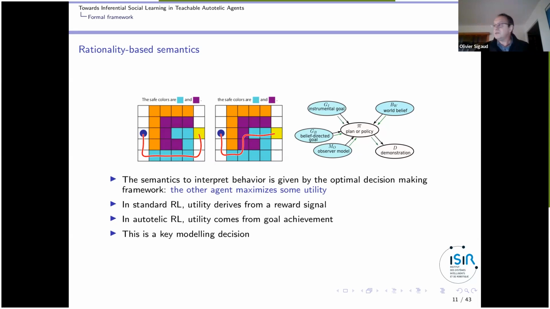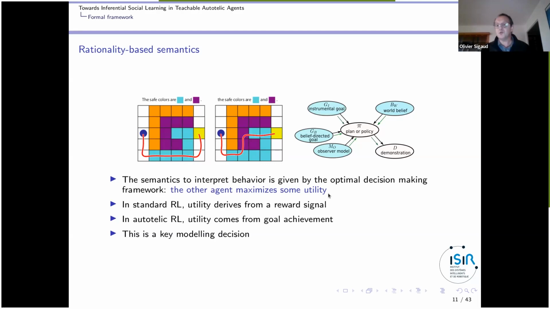I told you that we needed three elements. One was Bayesian inference, one was a model of the partner, and the third was some rationality assumption. And about the rationality assumption, we need something to interpret the behavior of the other partner. And the semantics to interpret behavior in that particular framework is given by the optimal decision-making framework. So it's based on the assumption that the other agent is trying to maximize some utility. And in the case of Marco's work, he's using standard reinforcement learning.